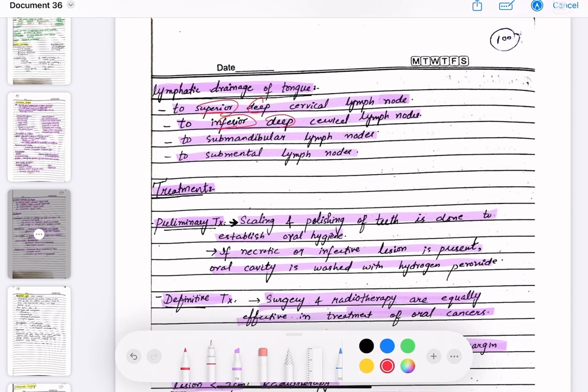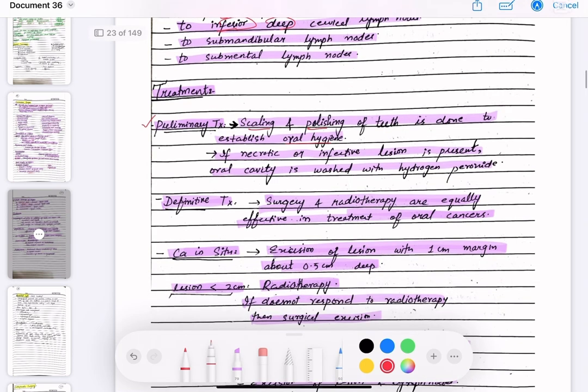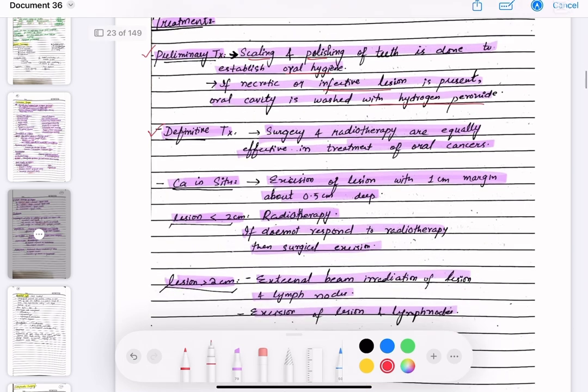The treatment options are preliminary treatment, which is scaling and polishing of the teeth, done to establish oral hygiene. And if a necrotic or infective lesion is present, the oral cavity is washed out with hydrogen peroxide. The definitive treatment is surgery and radiotherapy, which are equally effective in the treatment of oral cancers.